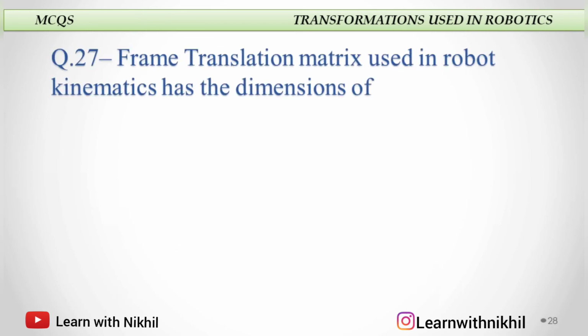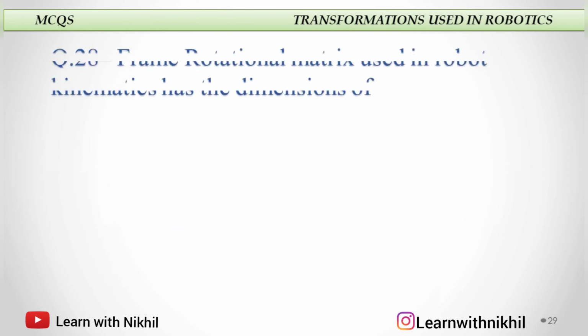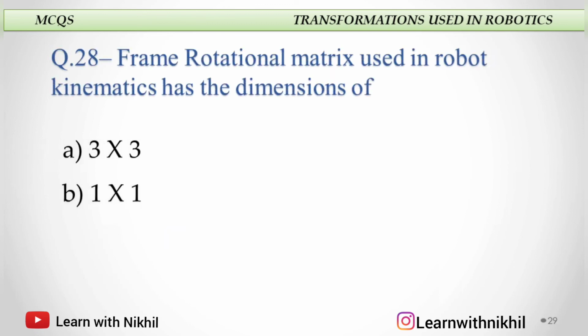Next question. Frame translation matrix used in robot kinematics has the dimensions of 3 into 3, 1 into 1, 3 into 1 or 1 into 3. So translation matrix is nothing but a matrix of 3 into 1. Same for the frame rotational matrix, the dimensions of the matrix are 3 into 3.